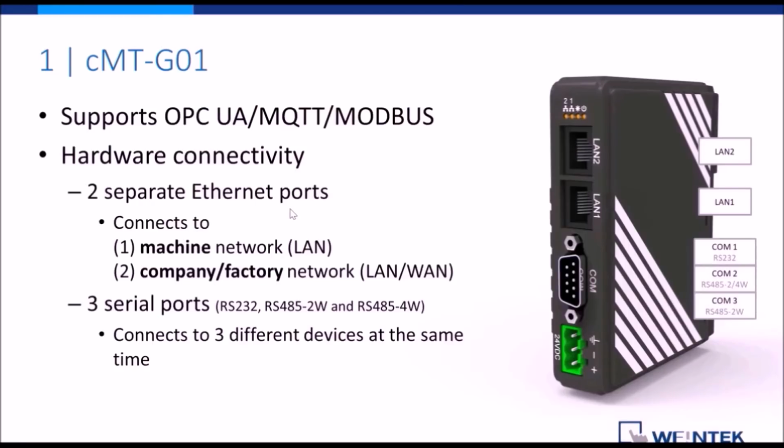These two Ethernet ports are separated. We intend one Ethernet port to be connected to the machine network. This is the one that doesn't connect to the internet, so LAN only. And the other one is intended for the company or factory network. That goes to the internet, so that one would go to MQTT if your server is on the internet or allows remote inbound connections.